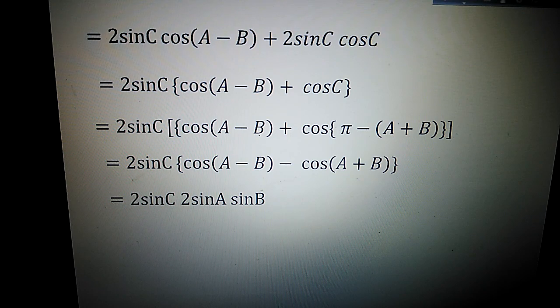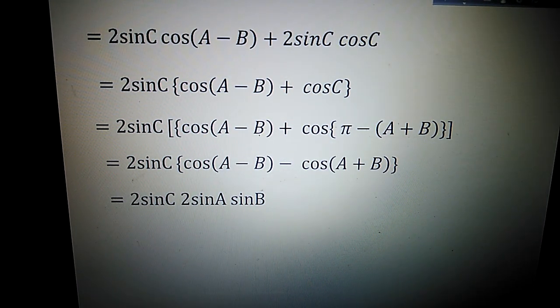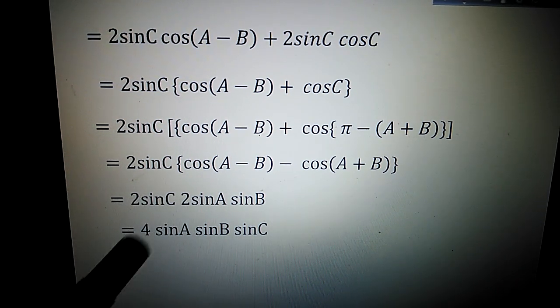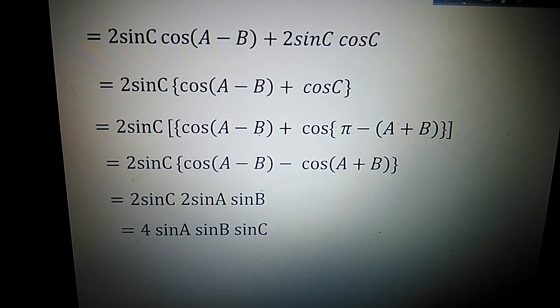And we know the formula cos (a minus b) minus cos (a plus b). It is a direct formula, and you have learned it in the earlier chapters. Cos (a minus b) minus cos (a plus b) is 2 sine a sine b. So the next line will be 4 sine a sine b sine c, these two 2's make 4. So we have just shown our result.